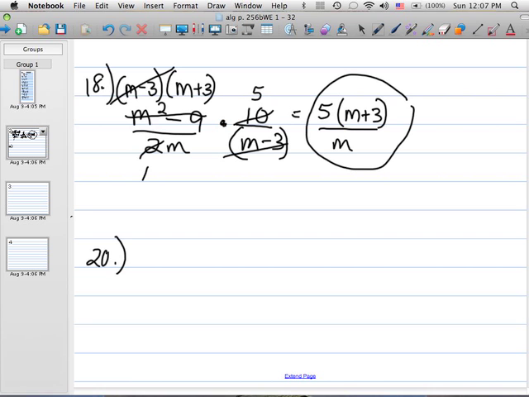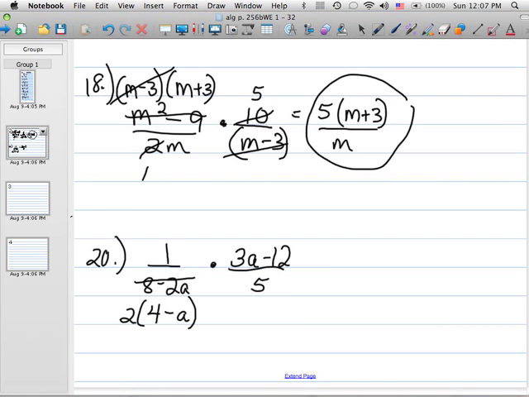Problem number 20, we have 1 over 8 minus 2a divided by, change to multiplication, now write the reciprocal, 3a minus 12 over 5. The denominator here, we can pull out the greatest common factor of 2, and that leaves us 4 minus a. The numerator here, we can pull out a 3, and that leaves us a minus 4. Now, it doesn't look like there's anything to cancel. However, if I check these two factors, they're exact opposites signs, so I can cancel them out as long as I take out a negative 1. So I made the 3 negative. So that's going to be negative 3 over 5 times 2 is 10.